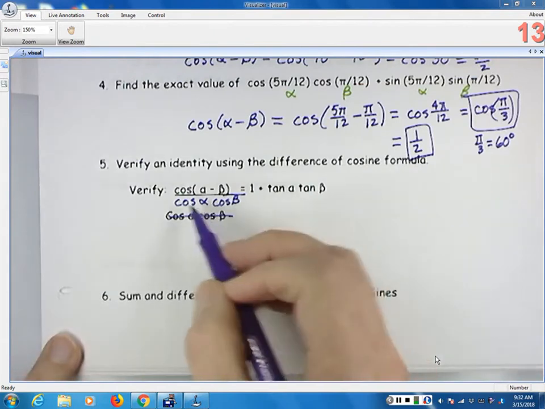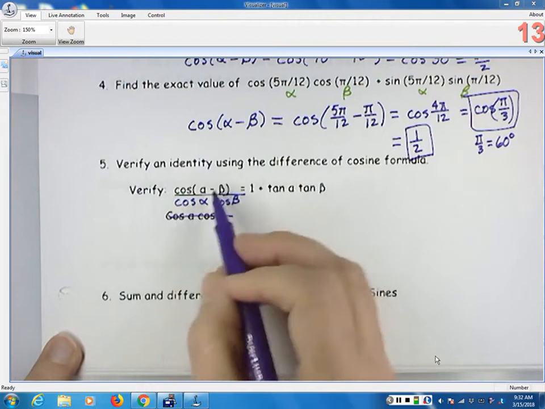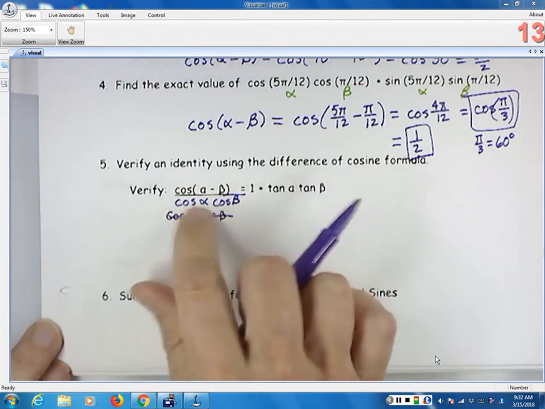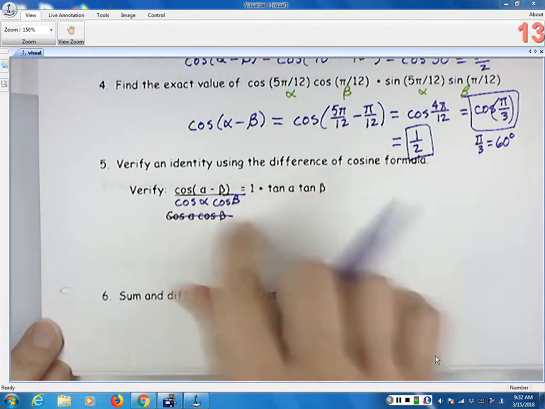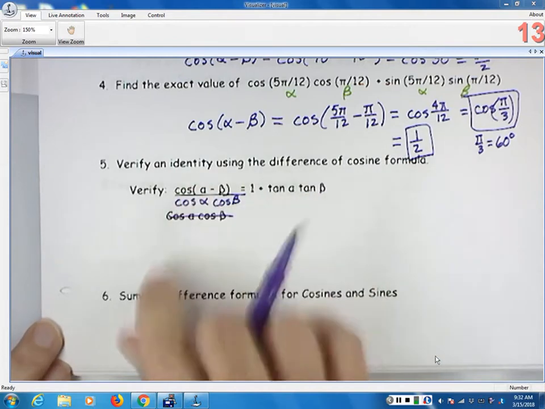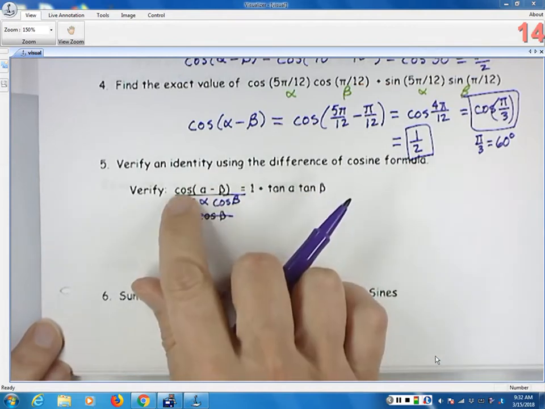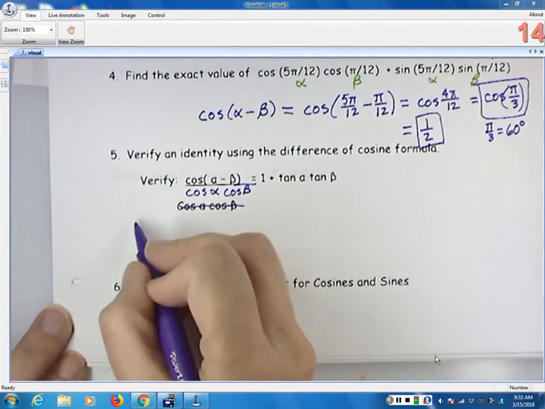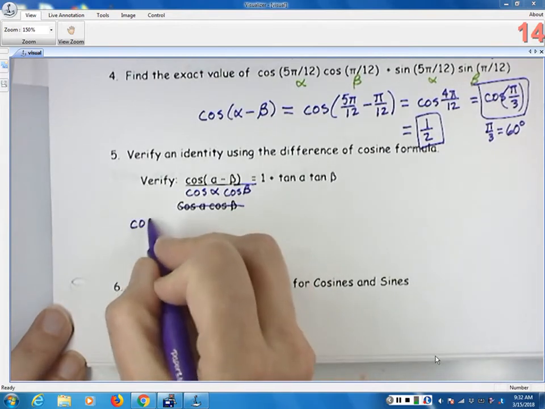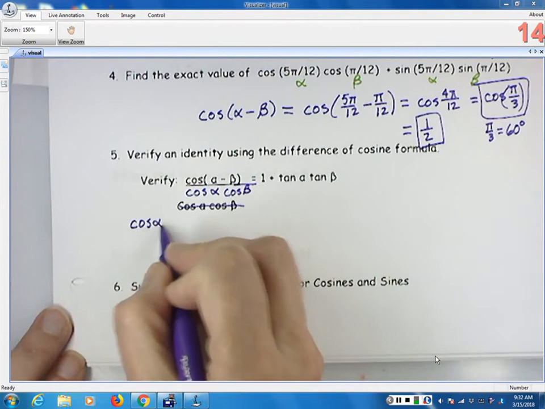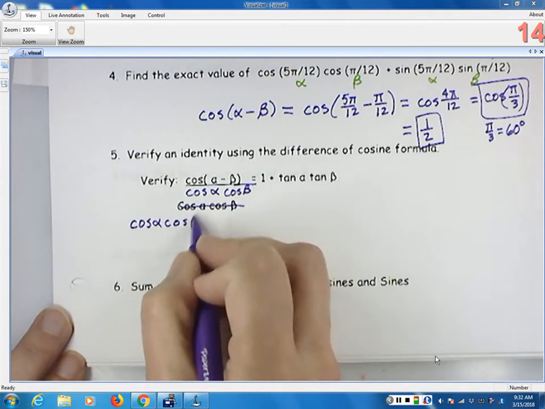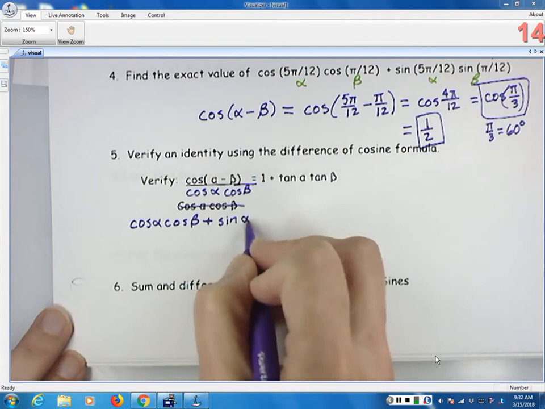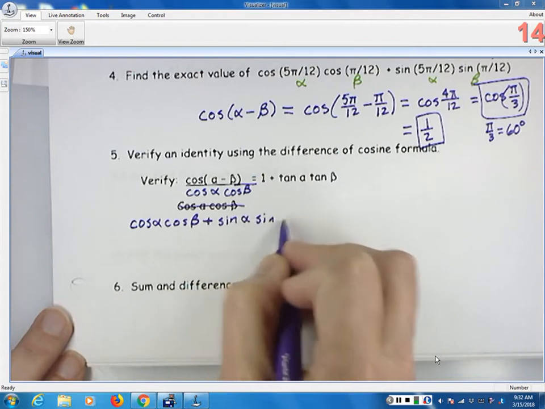So, all right, we're going to use the cosine formula to verify that this equals that. We're going to start with the left side of the equation and rewrite cosine of alpha minus beta with the formula. So it's cosine of alpha times cosine of beta plus sine of alpha sine of beta.